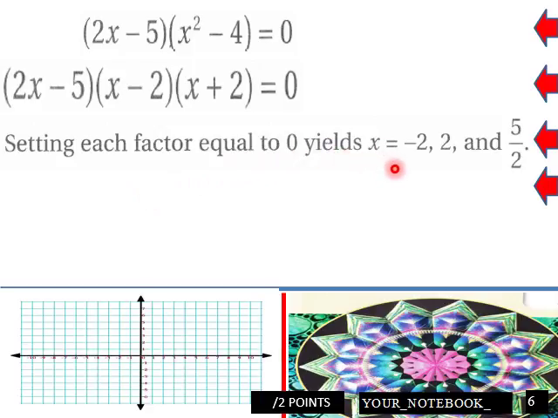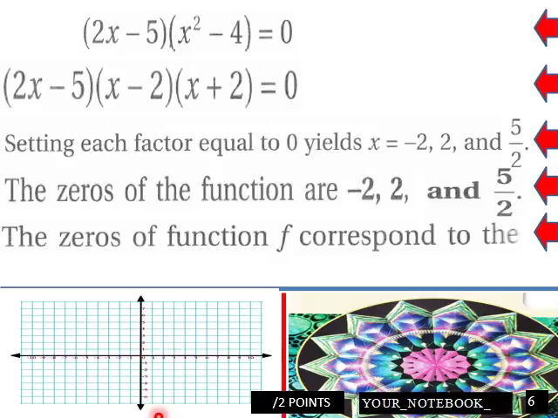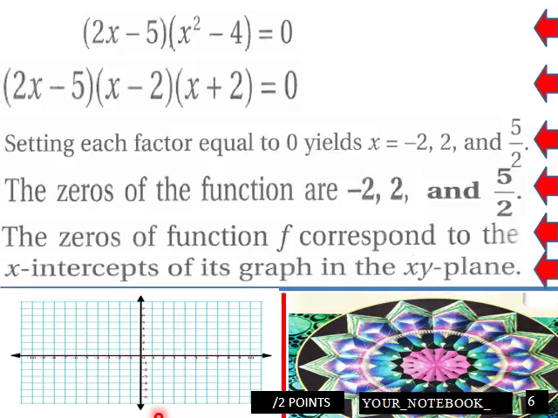Setting each factor equal to 0, then our x's would equal negative 2, 2, and then 5 over 2, which would be here. So you've got a curve that goes something like this. The zeros are there, and the zeros of the function f correspond to the x-intercepts of this graph in the xy-plane.